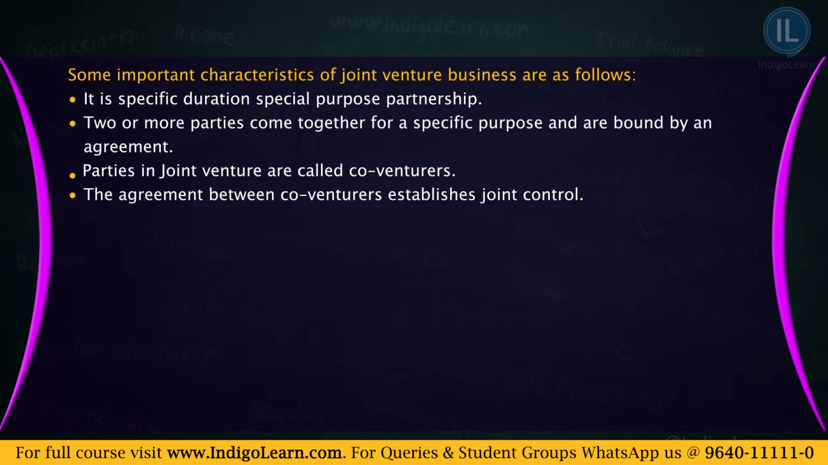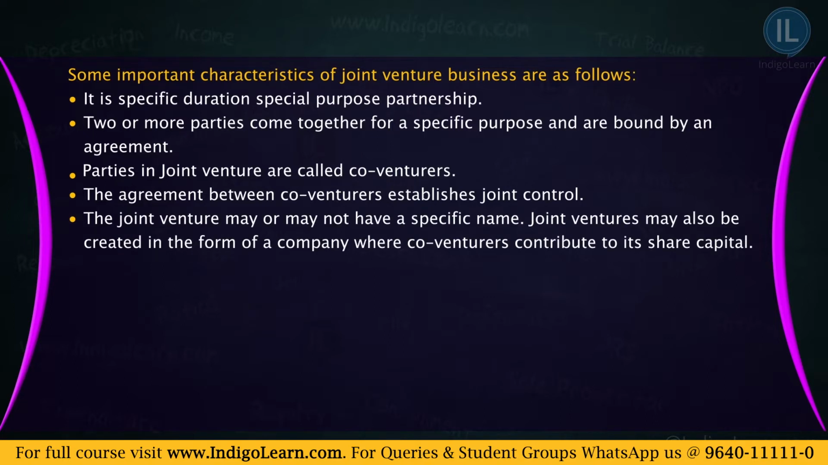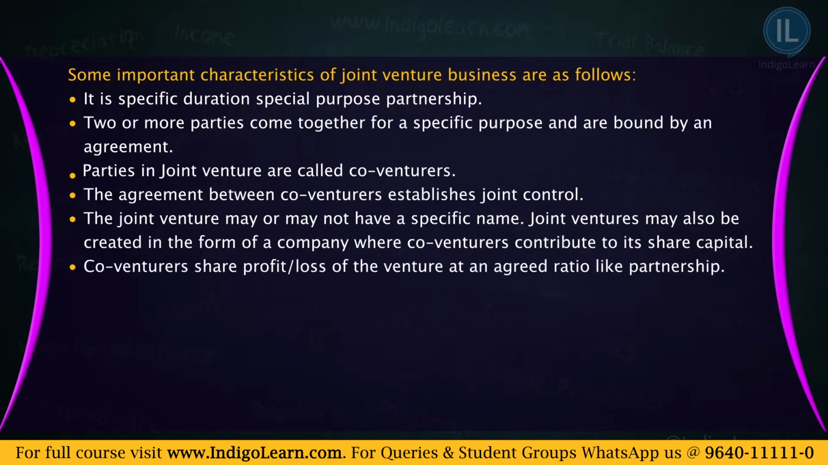The next feature is that the joint venture may not have a name. So it is not necessary that the joint venture has a separate name. The profit or loss coming out of the joint venture is shared amongst the co-venturers according to the terms of the agreement.